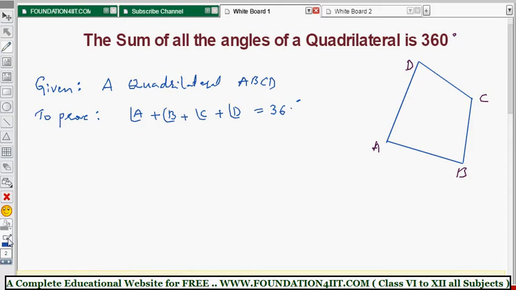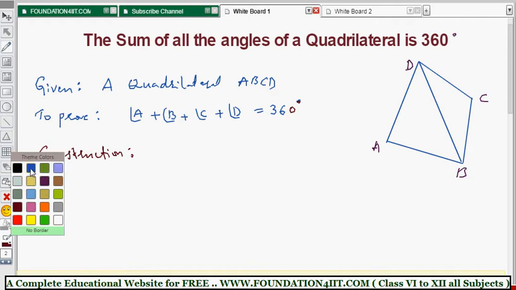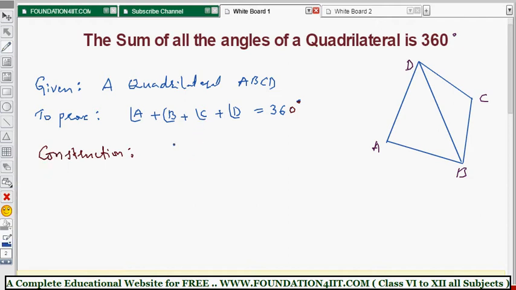And we need to do a small construction here to prove the theorem. For the construction, we need to draw a diagonal. I am joining the vertices B and D. Then there are two triangles, because the theorem's concept is from triangles. We know the sum of the angles in a triangle is 180 degrees, so using that we will prove this. So the construction is: join B to D. That we did.